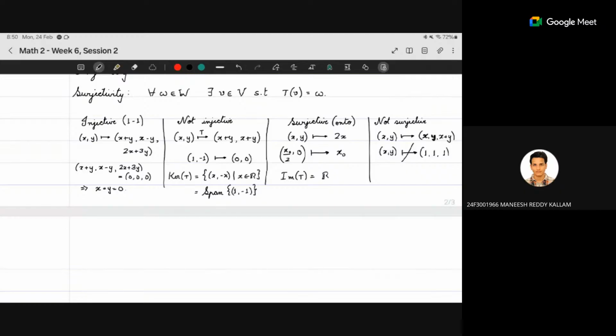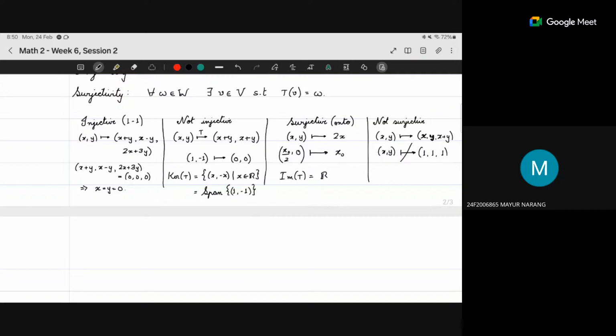Yes, sir. Sir, the kernel that is given in the not injective part, is it like the domain? Kernel is a subspace of the domain, and that is not the entire domain, right? The entire domain is R2. I've just written it down. I'll explain what kernel is, and then it will be clear. Here I'm just hinting at what is to come in the next half.